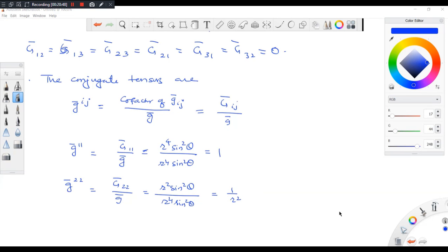G bar 33 is equal to G bar 33 upon G bar. So this is R square upon R raised to 4 sine square theta. So it is 1 by R square sine square. Okay, and you can see that G bar ij equal to 0 for i not equal to j. All of them will become 0.